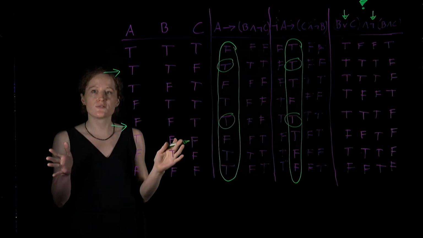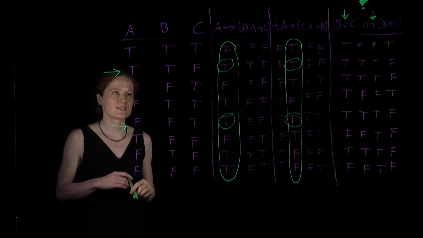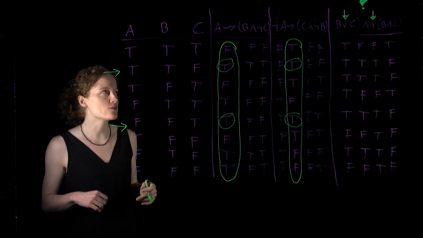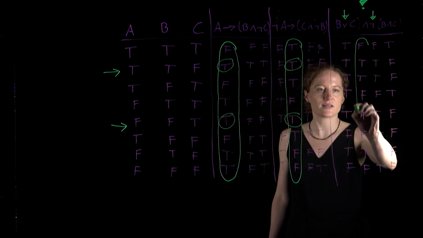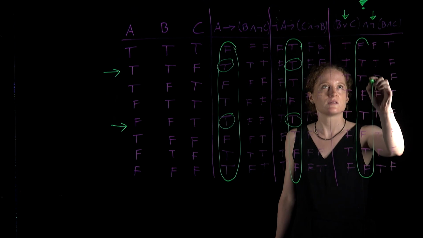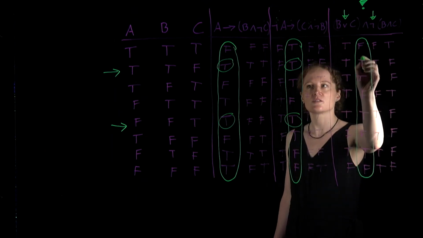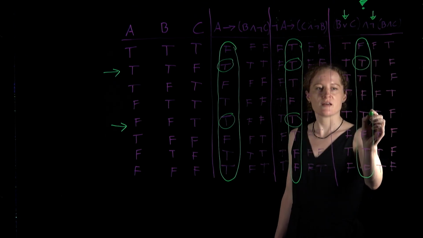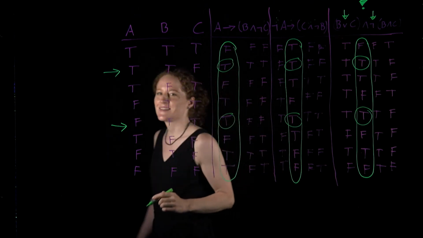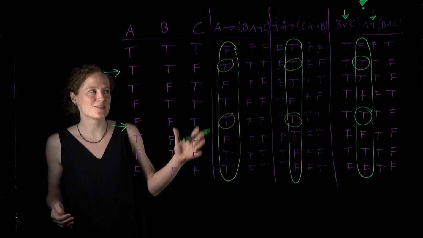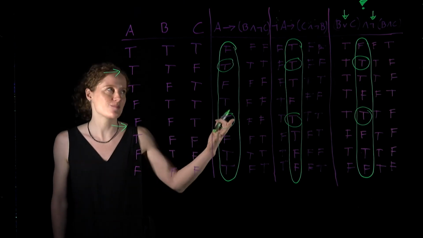So there are only two valuations that make both premises true. Now the question is, do these valuations also make the conclusion true? So we need to look at the column under the main connective of the conclusion, which is this column here. And we see the conclusion is true in the second row and in the fifth row. So yes, the answer to our question is, this argument is valid, given that every valuation that makes both premises true also makes the conclusion true.